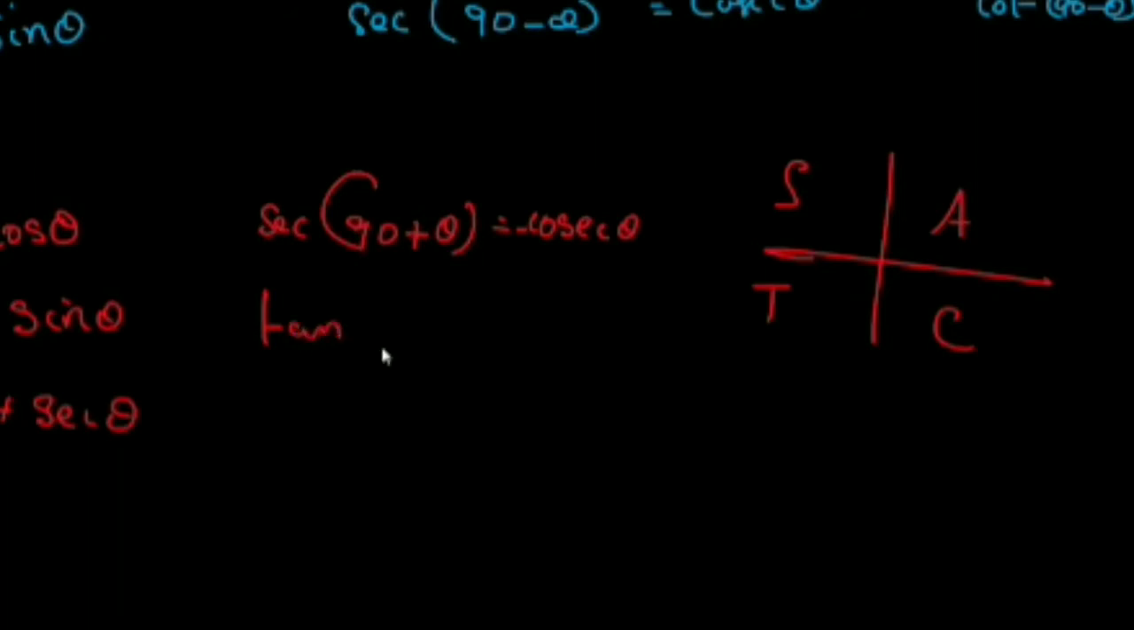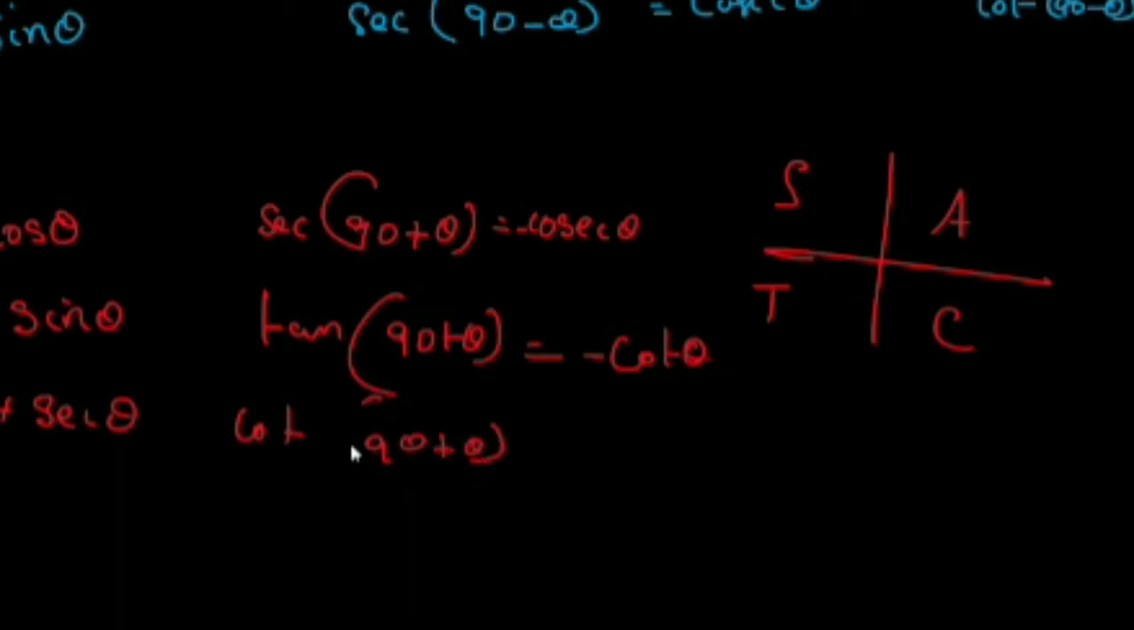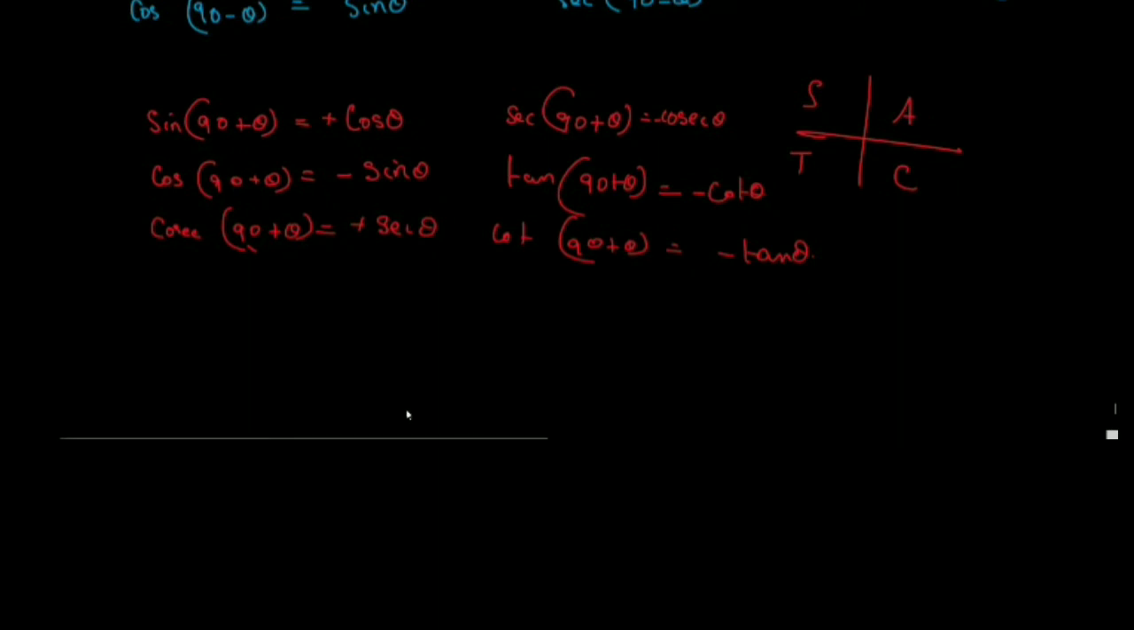Tan 90 plus theta, it will become cot theta. Tan is negative, second quadrant, tan is negative. Similarly, cot 90 plus theta is also equal to minus tan theta. For 270 also same thing, it will change. So please listen.